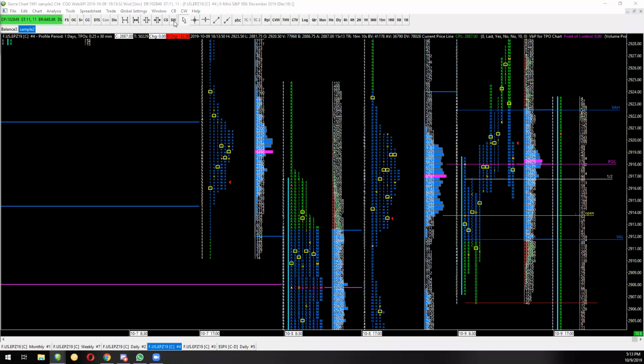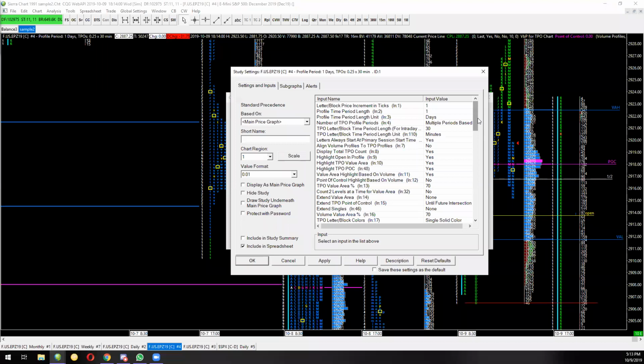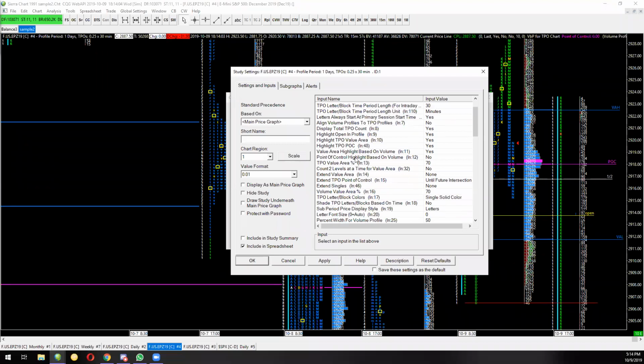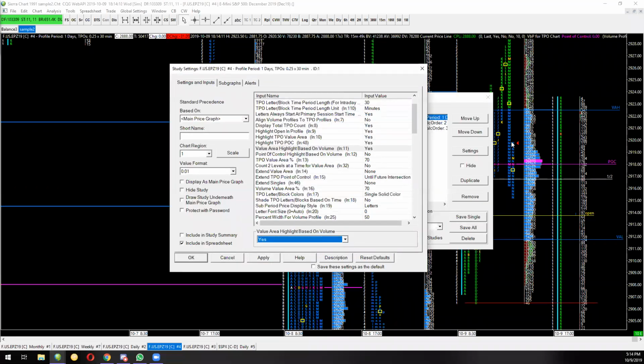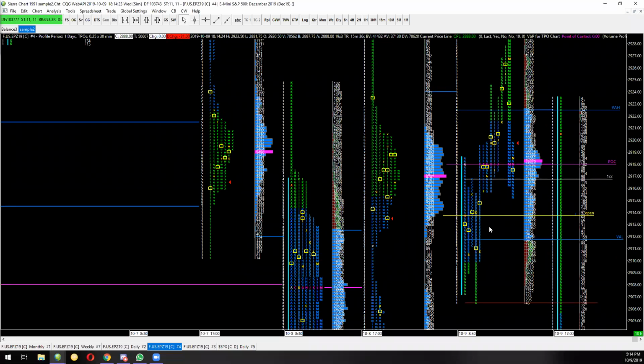So when you go to the studies window and you click on profile period on the actual profile settings, it will say value area based on volume. So what I like to do is I like to have my letters or the actual TPO chart based on time. And you can see that it changed. So this is the time-based value area. The volume is still the same because it has to do with this part right here. So I'll get into that on another webinar, but for now, these are just basic references that we're going through.